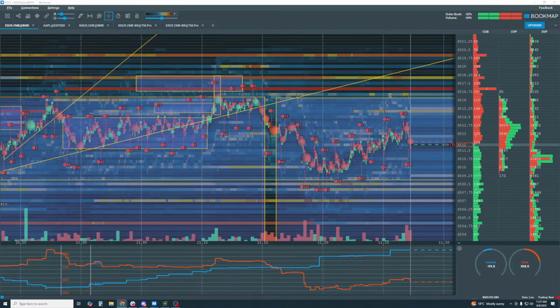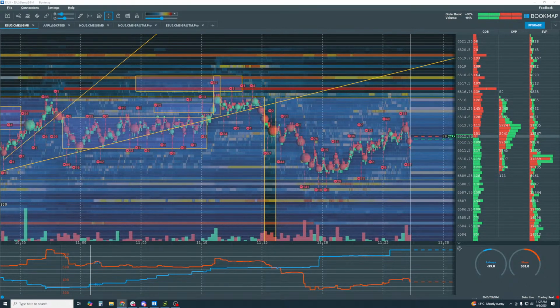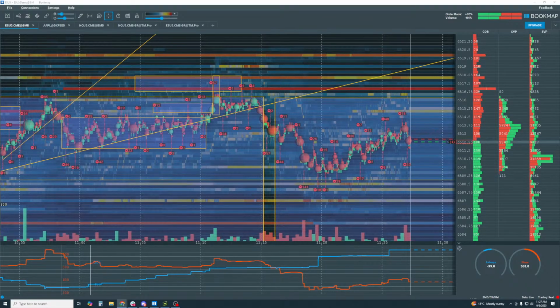Let's see, what's the calendar look like? No, nothing. The PPI and CPI are Wednesday and Thursday, respectively. All right? So we've got a big week ahead.